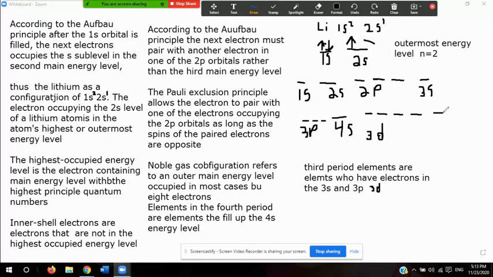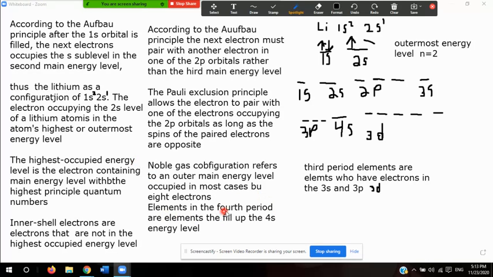Now, when we do orbital notations, we're not necessarily going to see these very large numbers. And that's going to bring us to the noble gas configurations, which we're going to see in a minute. So, as I was saying, elements of the fourth period. Whenever we have elements in the third or fourth period, we start using noble gas configuration, which refers to an outer main energy level occupied in most cases by 8 electrons. So we're going to go back to this in a minute. But before that, let's talk about the elements of the fourth period.